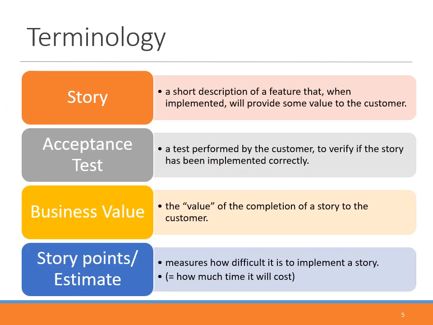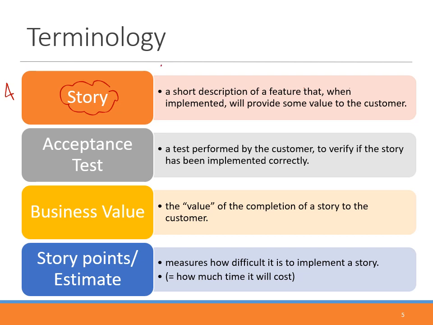All right, these are another 4 terminologies that we have to understand. The first one from this slide is called story. Okay, but actually it's the 4th one from the previous slide, so I write down number 4. Okay, number 4, this is story. It's a short description of a feature that, if we implement it, will provide some value to the customer.